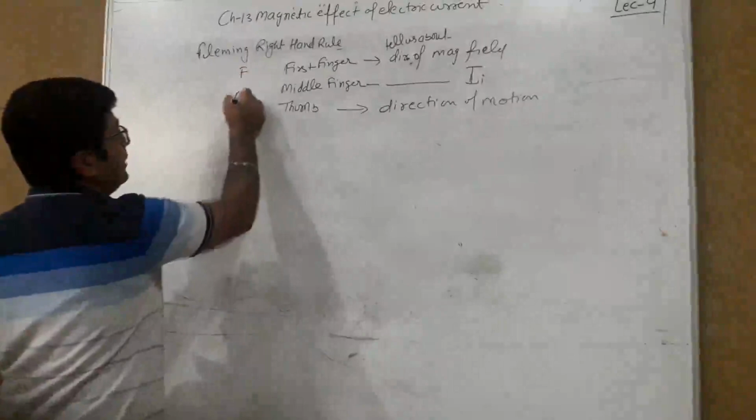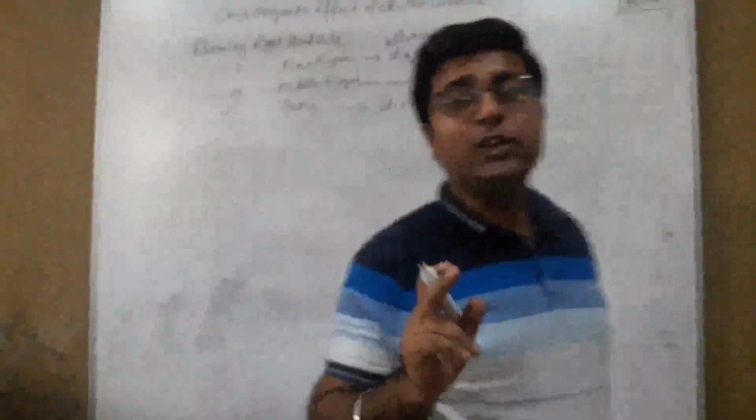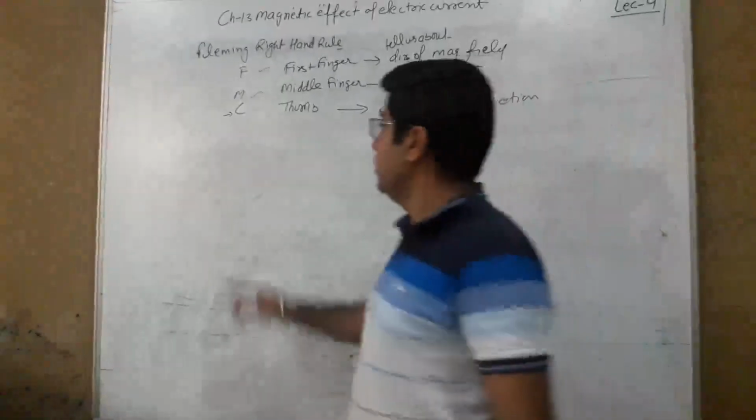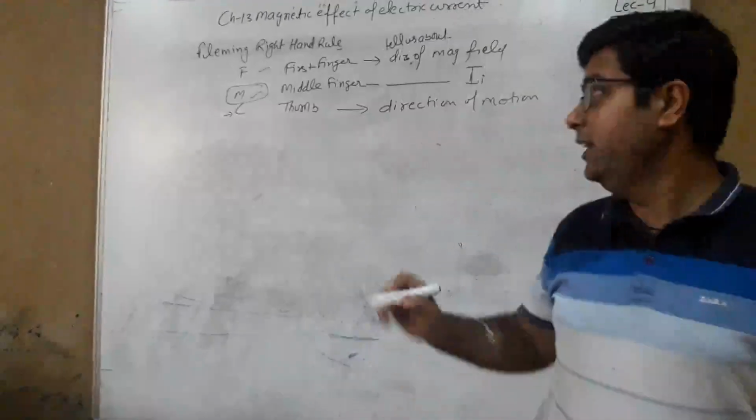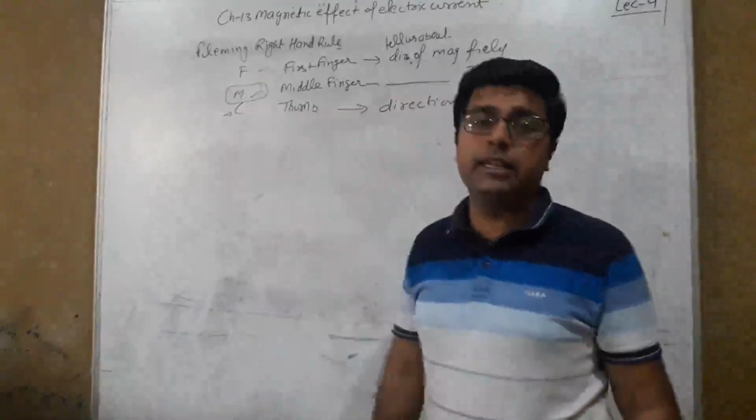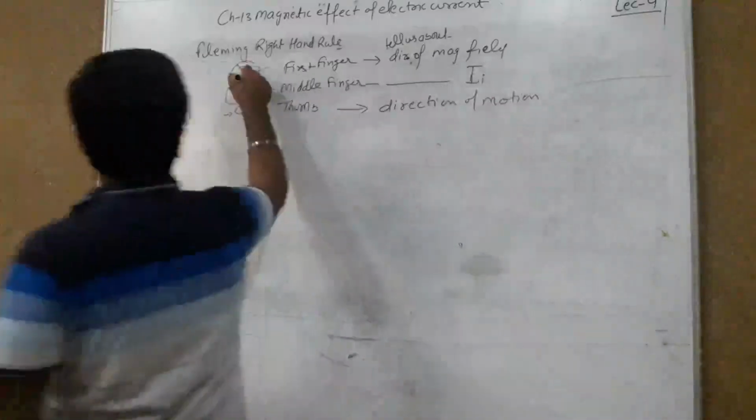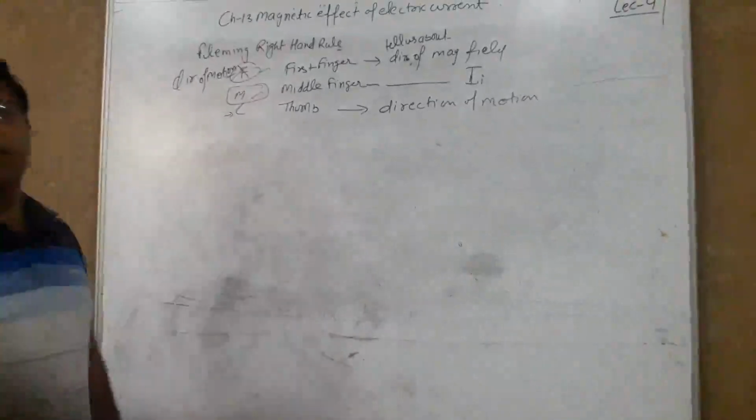You can apply the same logic: father, mother, child. This time the child is not current, it is induced current. This is the same magnetic field, and this is the direction of motion. So this part is the same in both, that logic which I gave you, father, mother, child. This is the direction of induced current, this is the direction of magnetic field, and this is the direction of motion, not force. This is the direction of motion of our magnet, which is moving. So note it down.